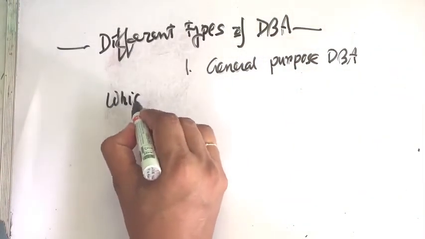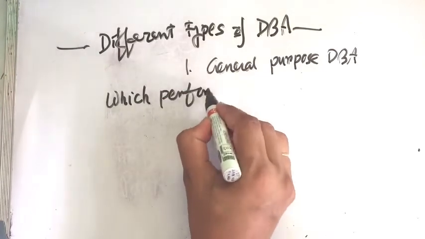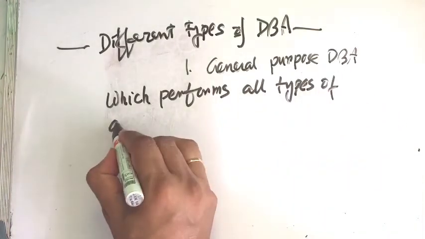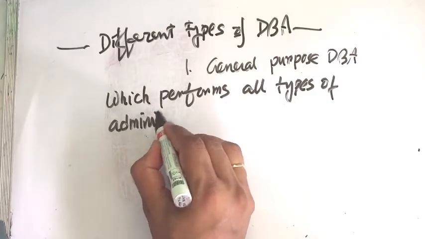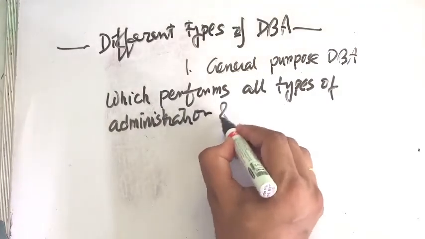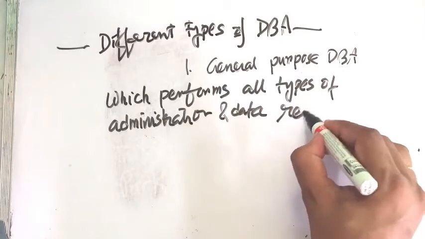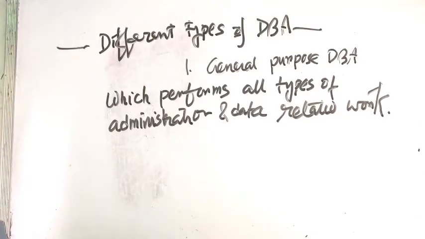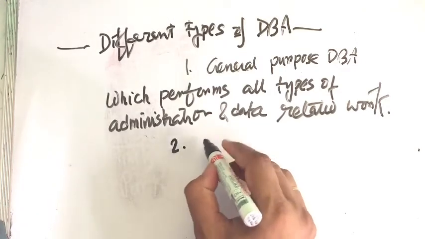The general purpose DBA performs all types of administration and data related work. So this is the first type of DBA, the general purpose DBA. This is the first DBA which performs all data related and administration related purposes. Next, the system DBA.